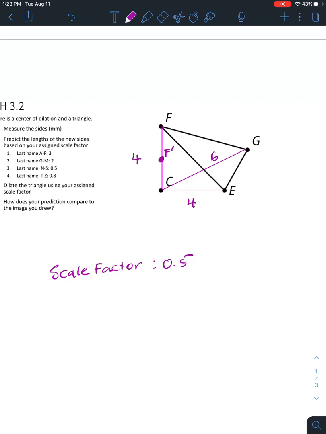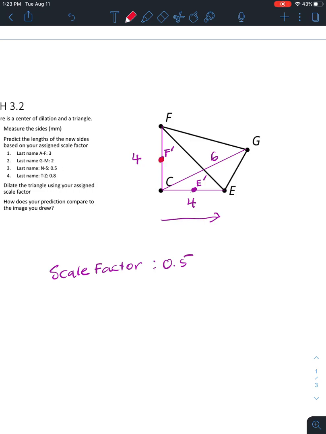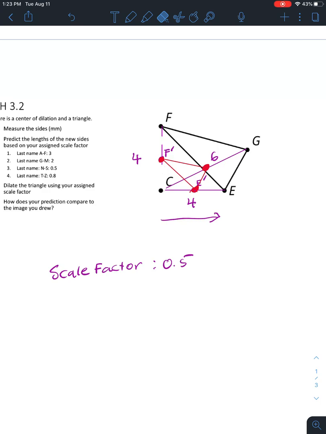From C to E, if it's 4, going from C to E, E would have to be in between. Probably use a different color. And then from C to F, I want to be halfway, which is probably right there. And my new triangle will be right there. And if I get my eraser and I am really careful, I should be able to take out all the purple.